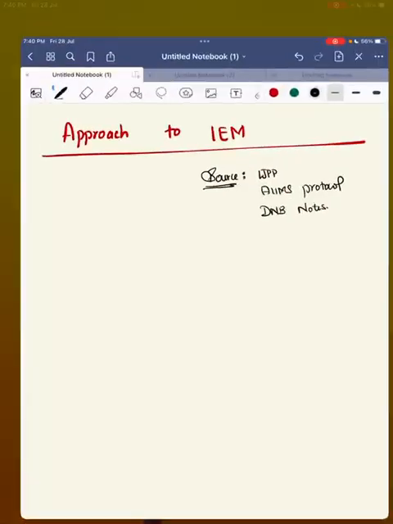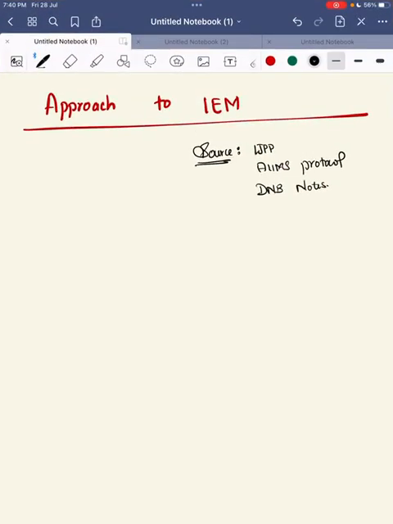Hello everyone. Today we will discuss the approach to inborn errors of metabolism. Starting with the introduction, inborn errors of metabolism are a heterogeneous group of disorders. These disorders occur when there is a block at some point in a normal metabolic pathway.